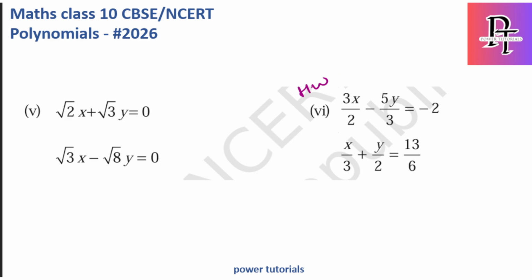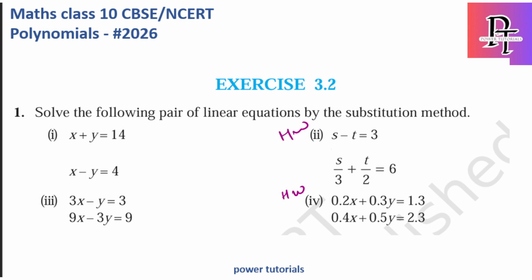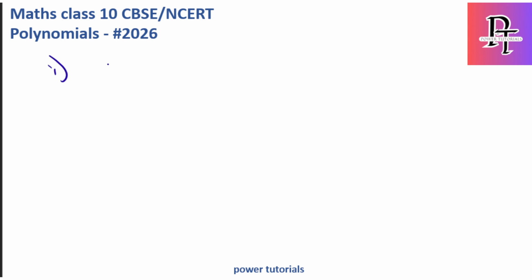Okay, let's solve one by one. First one: x plus y is equal to 14, x minus y is equal to 4. This is an easy question, but we'll solve it.